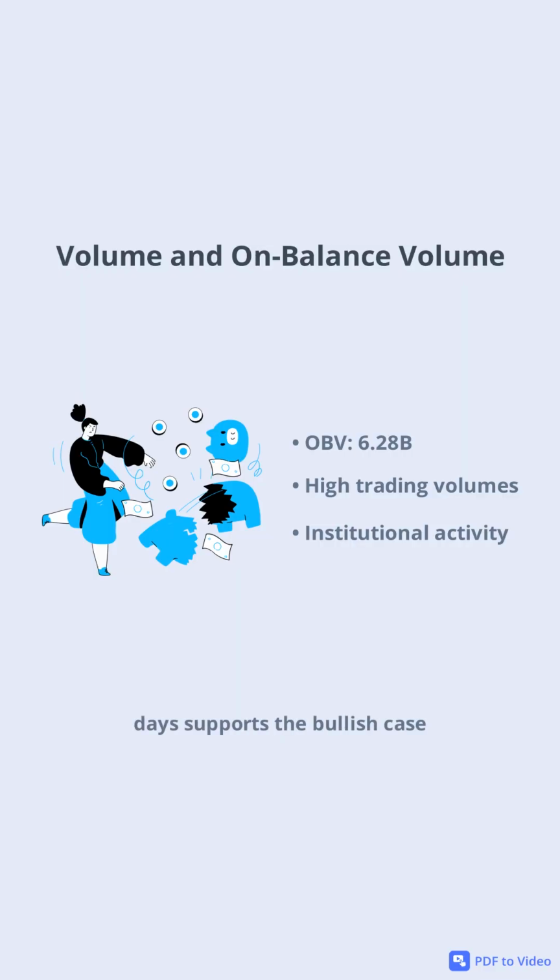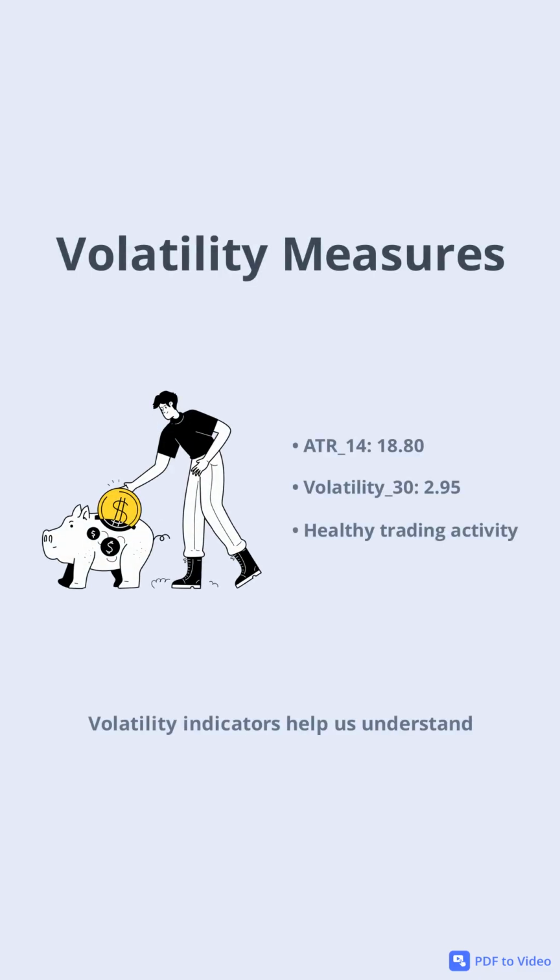High volume on up days supports the bullish case, indicating that institutional investors may be accumulating shares. Volatility indicators help us understand the risk and potential price swings. TSLA's 30-day volatility is 2.95, with a true volatility of 4.02. The average true range, ATR, is 18.8, indicating that daily price swings are significant. While volatility is elevated, it's not extreme, suggesting that TSLA is experiencing healthy trading activity without excessive risk.